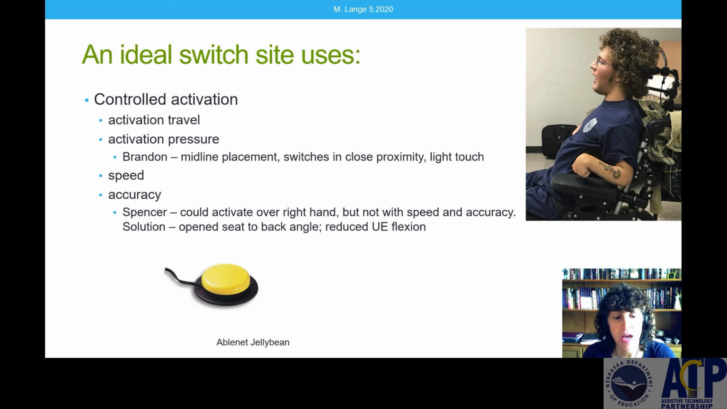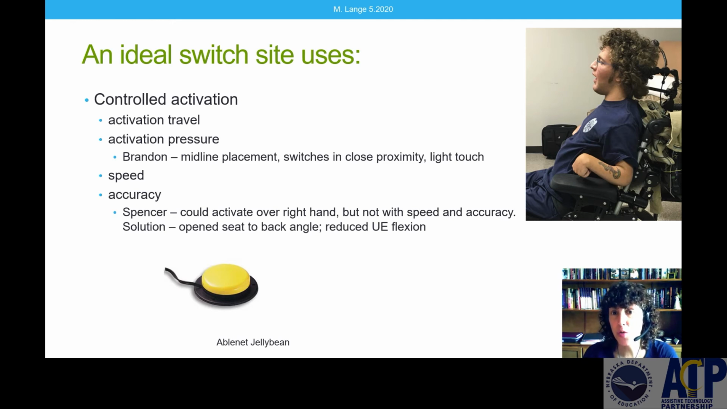And then finally we have accuracy. Accuracy is also very, very important. For example, here in this picture we have a young man named Spencer, and you can see he has a lot of flexion in his arms. Well, in his previous seating system, his arms were flexed at a much higher height. They were practically at his shoulder level, his fists were.